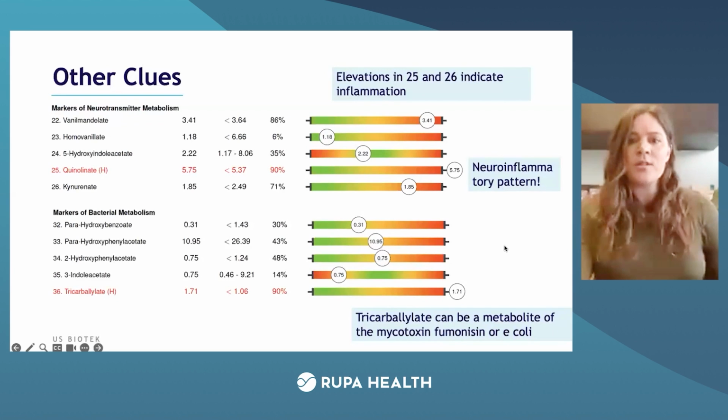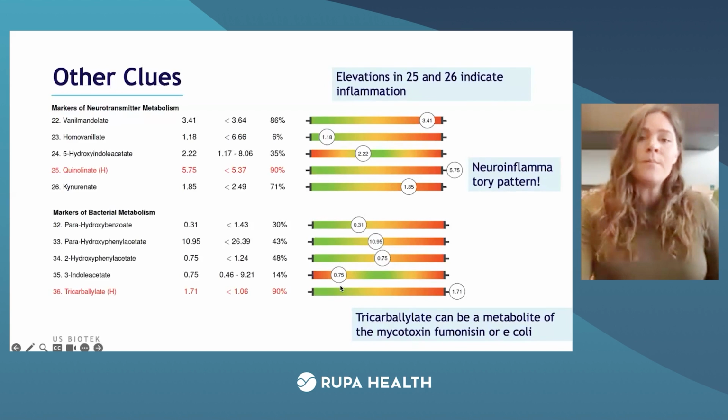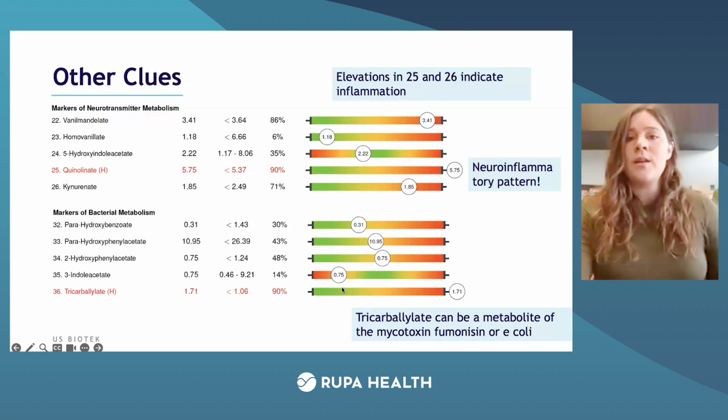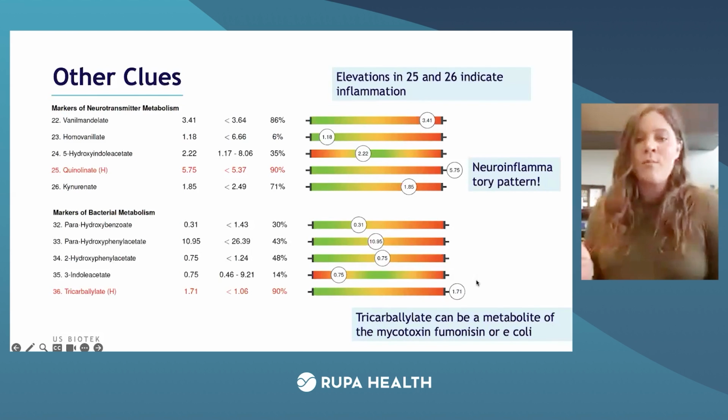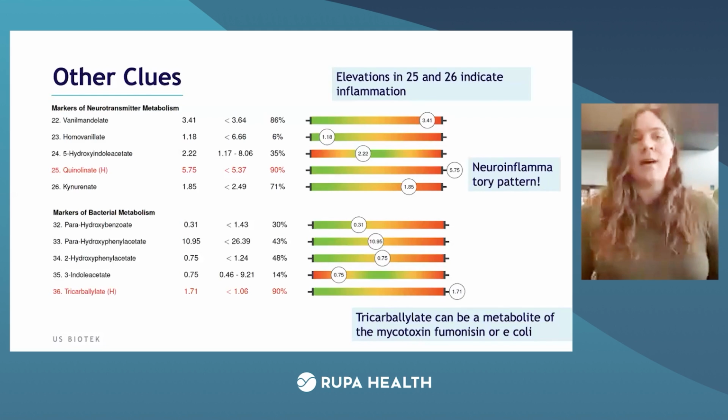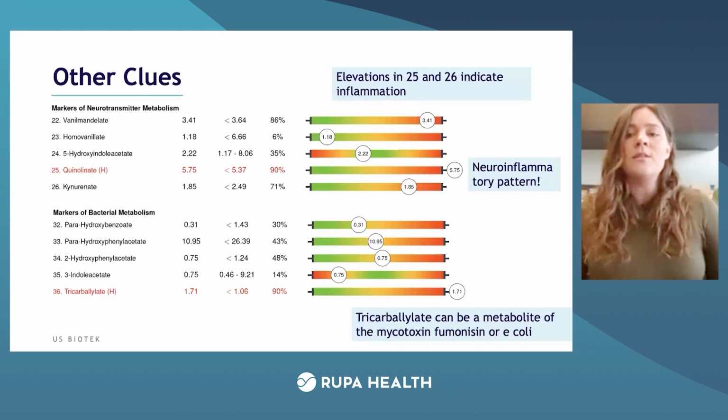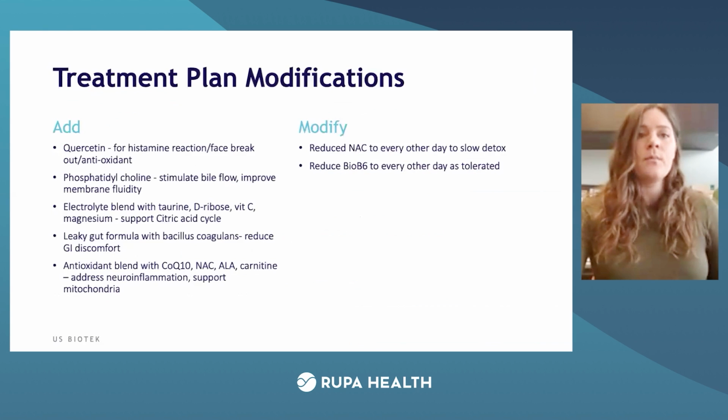And then her bacterial markers I threw on there as well, because I want to show you guys tricarballylate. So her gut markers are pretty darn good. 32, 33, 32, 33, and 34. 35 kind of bottoms out. That can be indicative of low tryptophan in the diet, which we'll talk about later. But tricarballylate, that one is a marker for Fusarium mold when it's elevated above everything else like that. And as we know, we can eat mold. And so this patient will likely do better on a low mold diet.